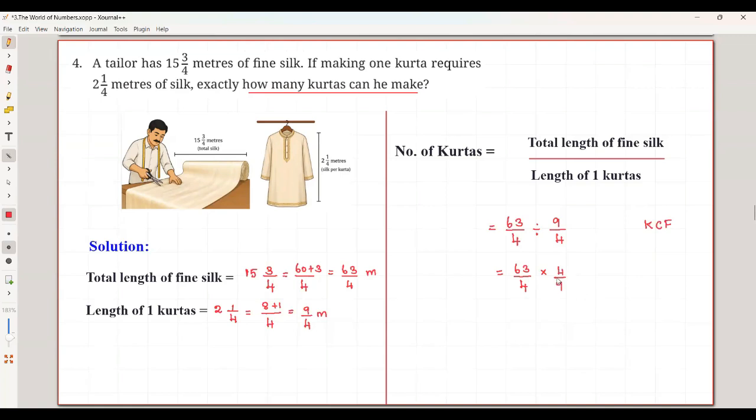This you would have learned in fractions, how to divide one fraction by another fraction. Now we can just simplify it. 1 4s are 4, 1 4s are 4, 1 9s are 9. 7 9s are 63. So now the answer is 7. Therefore, the number of kurtas is equal to 7.